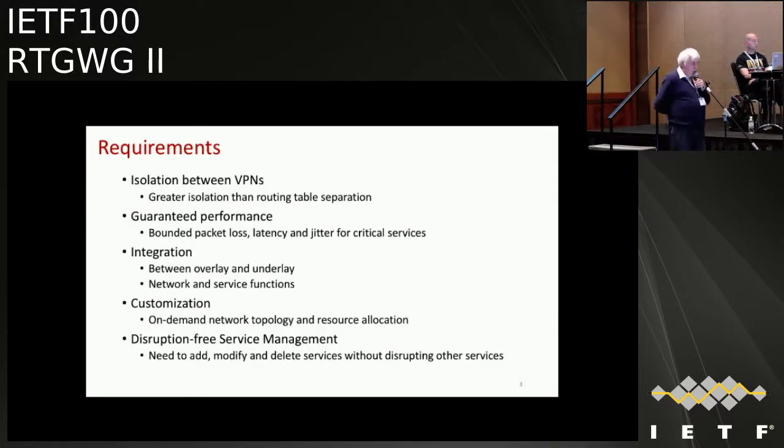So what are the requirements? We think the requirements are isolation between the VPNs, greater isolation than just simple routing table separation. Guaranteed performance, bounded packet loss, latency, and jitter for critical services. Integration between the overlay and the underlay in order to achieve some of these performance guarantees. We're going to need to support network and service functions, we think, with the same sort of guarantees. In particular, the hardest one, in my view anyway, is the need to add, modify, and delete services without disrupting other services.